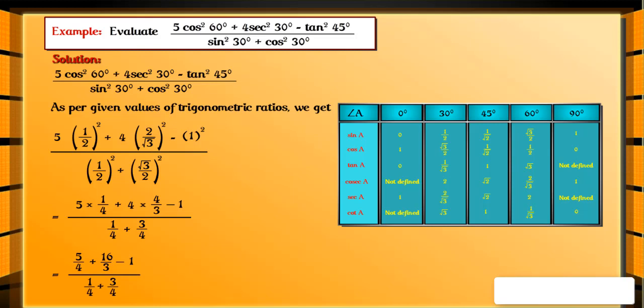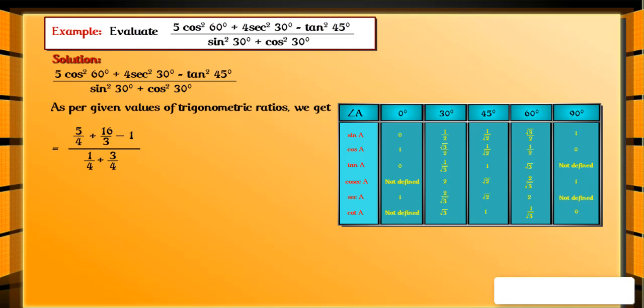This gives 5 upon 4 plus 16 upon 3 minus 1 upon 1 upon 4 plus 3 upon 4. By taking LCM we get 15 plus 64 minus 12 upon 12 upon 1 plus 3 upon 4. This is equal to 67 upon 12 upon 4 upon 4, which is equal to 67 upon 12.